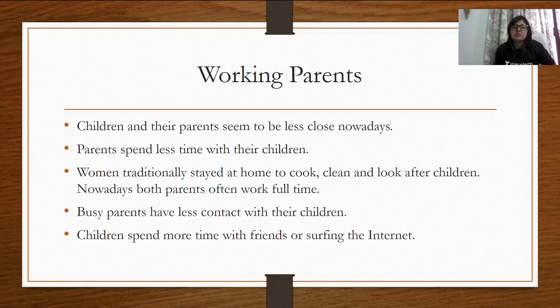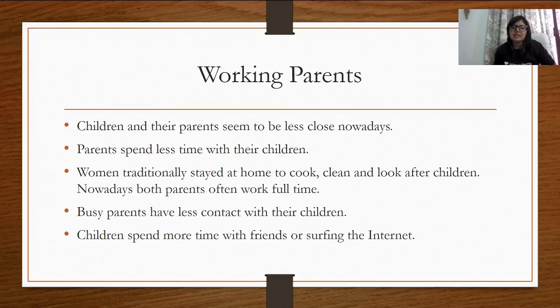Working parents. There are certain problems with working parents, so let's discuss them. Children and their parents seem to be less close nowadays. As I just told you, these days parents work, due to which they don't have much time to spend with their children. And due to this reason, the relationship between them is fading. Parents spend less time with their children as they are very occupied with their work and they don't have time to spend with their children.